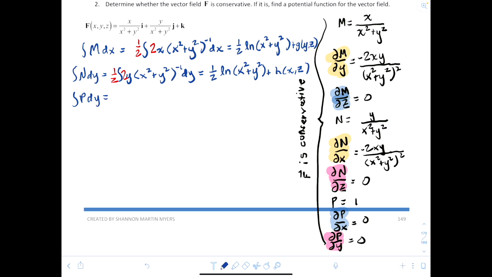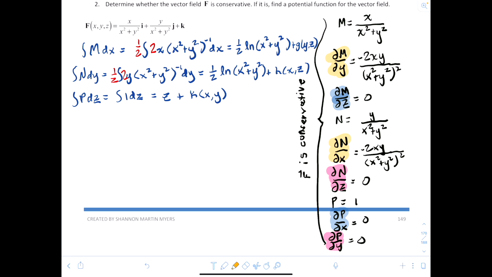Groovy? All right, so now we have the integral of p with respect to, sorry, this is with respect to z, bad teacher. And so that would be the integral of 1 with respect to z, which would just be z plus some function, call it k, of x and y. Groovy? All right, so anyway, this is what we have going on.